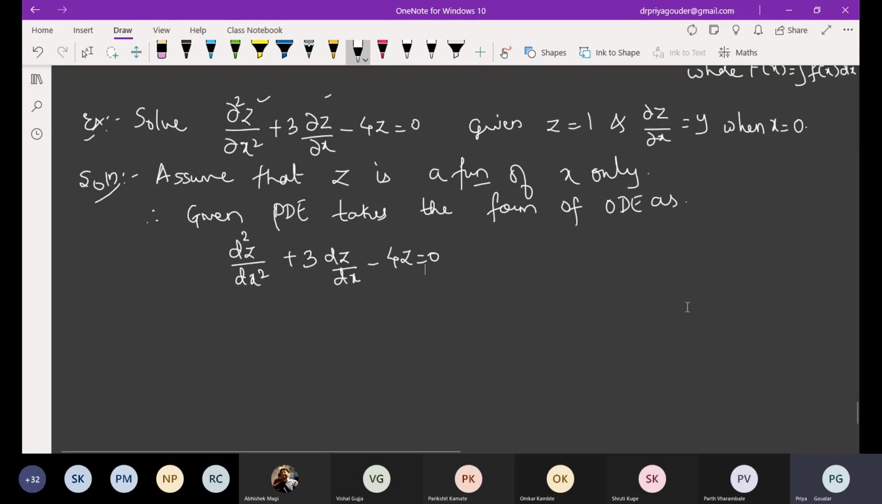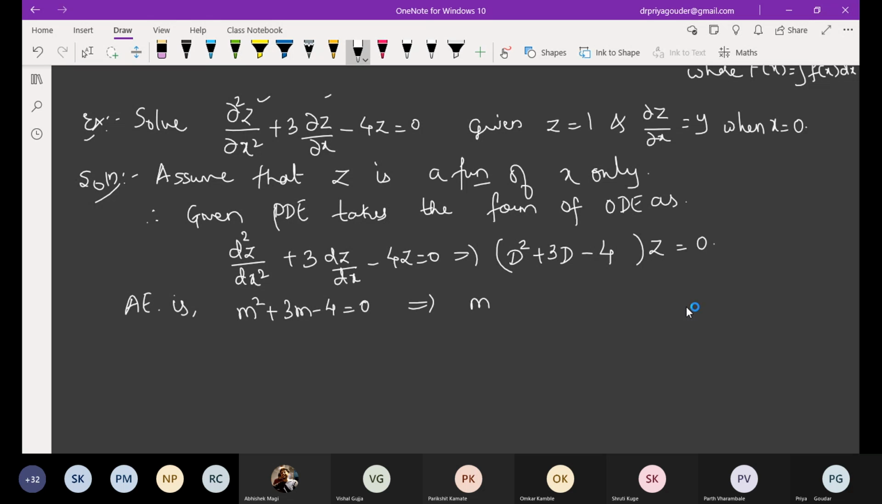Is it similar to the earlier type? How to write now? Next step. Write it better in terms of capital D by taking z common. Tell me what comes in the bracket. D square plus 3D minus 4. Yes. Now you know how to write. This is again homogeneous, so we have to get only the CF part. What is the auxiliary equation roots? Tell me the roots.